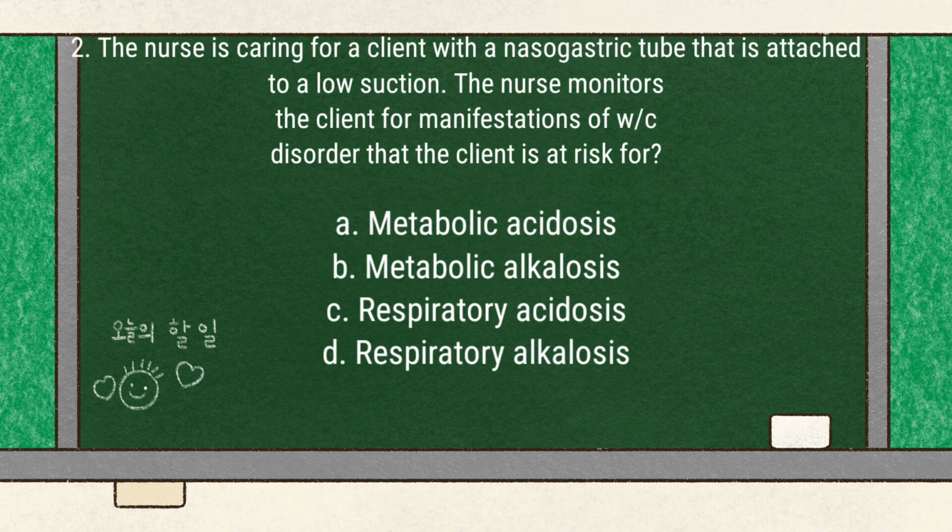Question number 2. The nurse is caring for a client with a nasogastric tube that is attached to low suction. The nurse monitors the client for manifestations of which disorder that the client is at risk for: A. Metabolic acidosis, B. Metabolic alkalosis, C. Respiratory acidosis, or D. Respiratory alkalosis. Answer is B. Metabolic alkalosis.